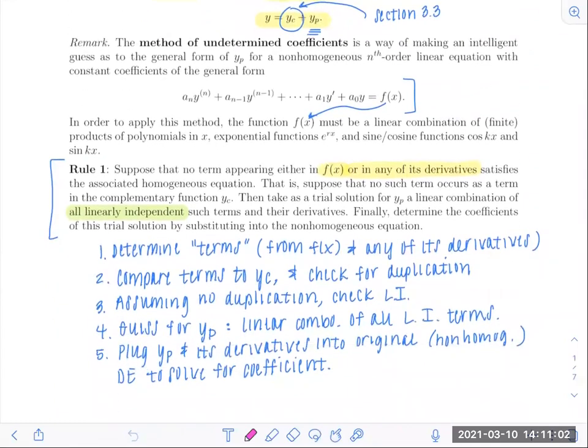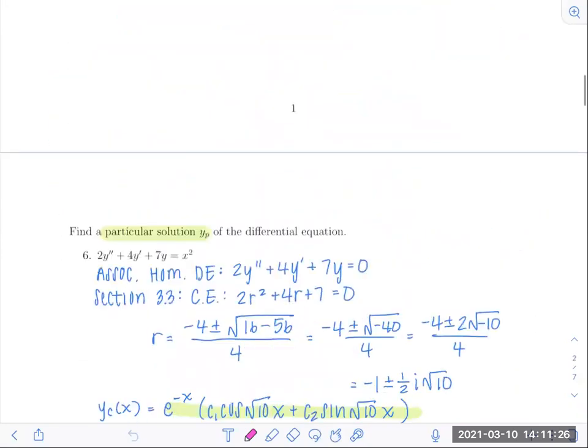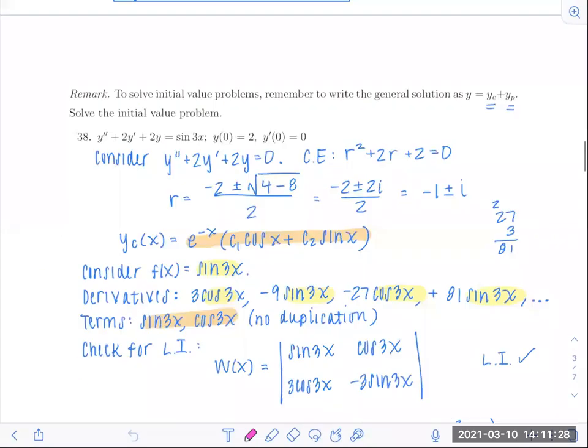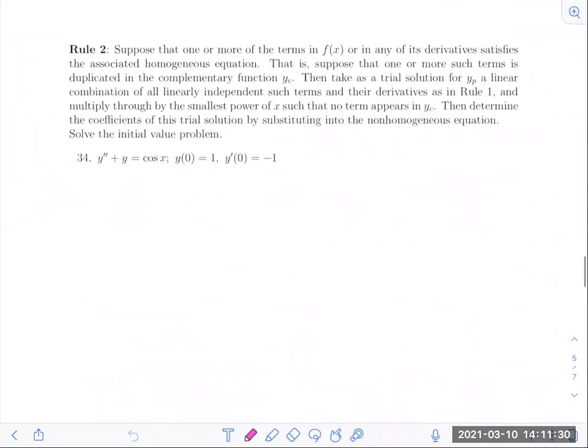In the previous video, we introduced rule 1 here in the middle of the screen. It said that as long as you don't have any duplication between the terms found by looking at your function and any of its derivatives, as well as when comparing them to the terms in the complementary function, then you're just going to take a linear combination of all linearly independent such terms. That's going to serve as your trial solution for y sub p. So we're going to turn our attention to page 5 here, scrolling down.